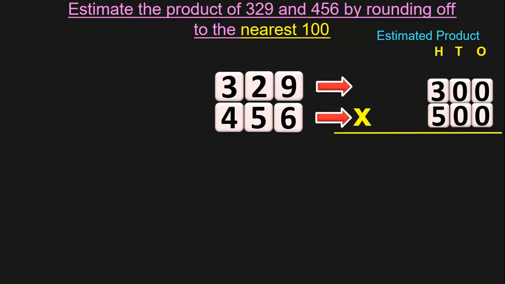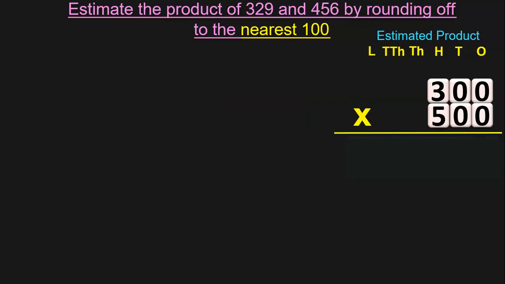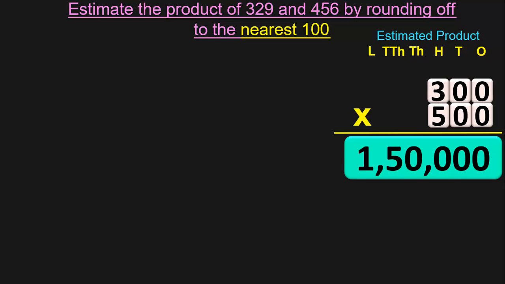Next, you have to move on to multiplying 300 by 500 because 5 is in the hundreds place. The first step is to add 0 in the ones place, another 0 in the tens place. Next, multiply 5 by 0 is 0, 5 by 0 is 0, and 5 into 3 is 15, 5 in the 10,000s place, and 1 in the lakhs place. So the answer is 1,50,000.